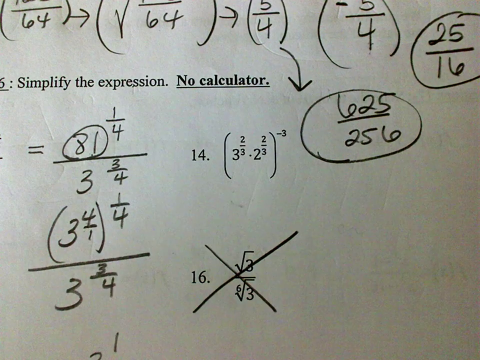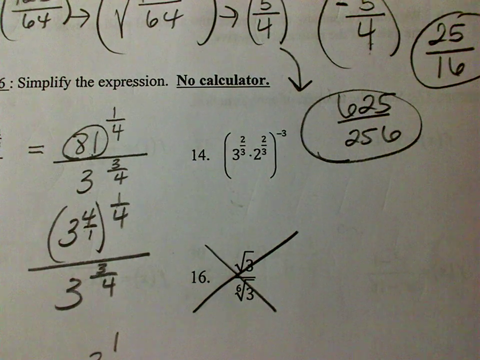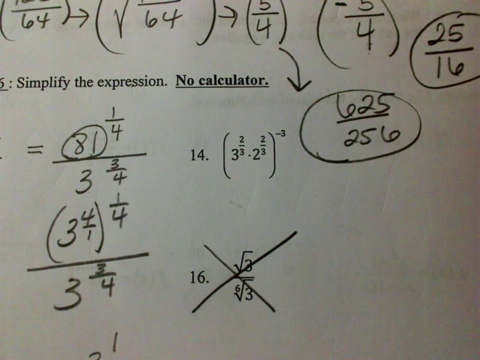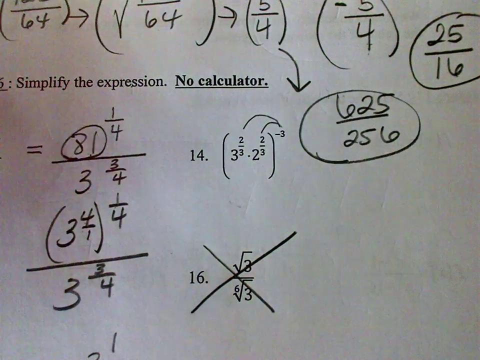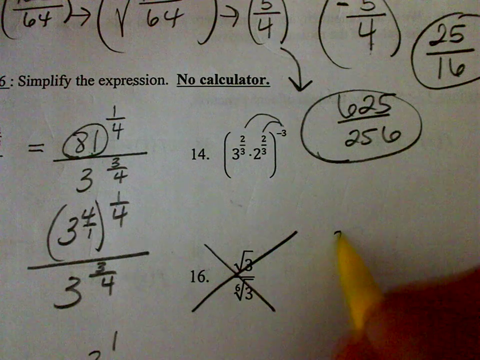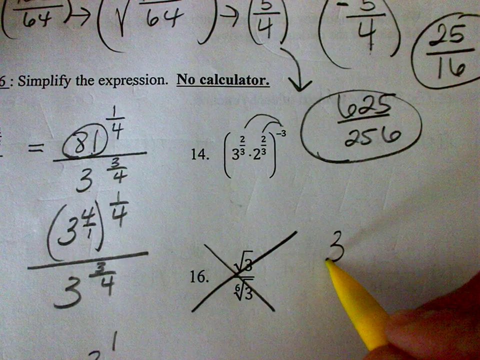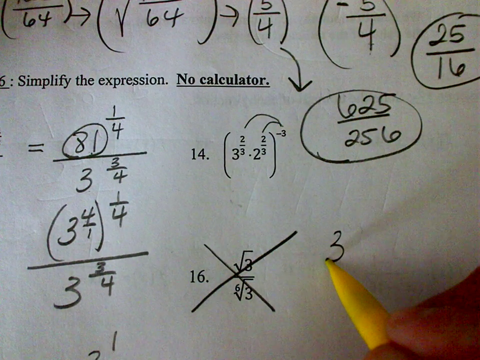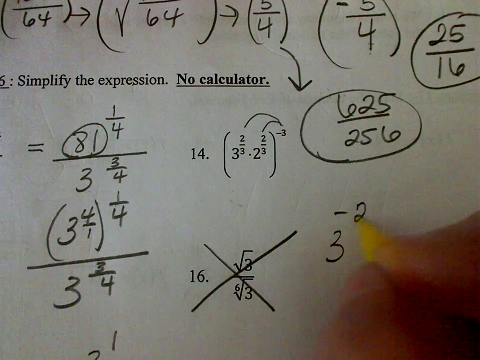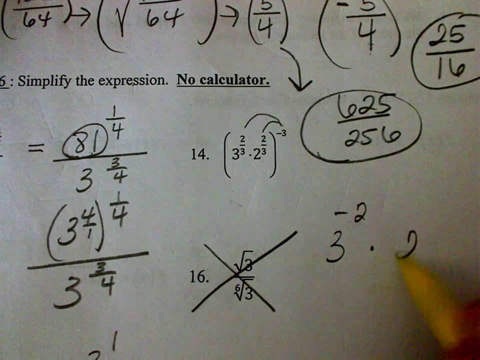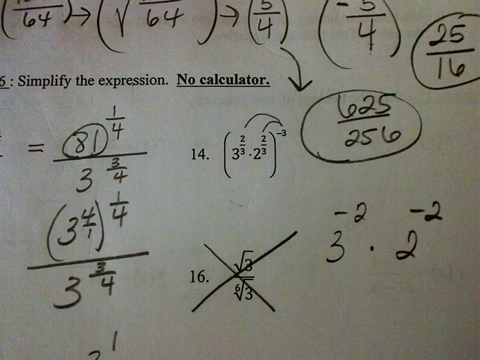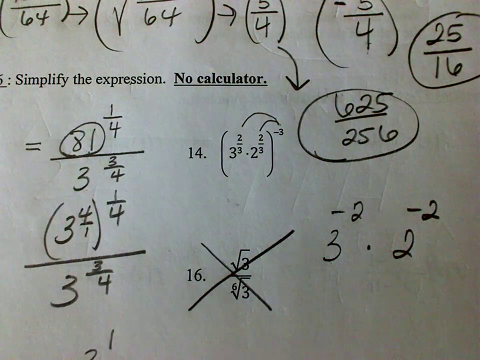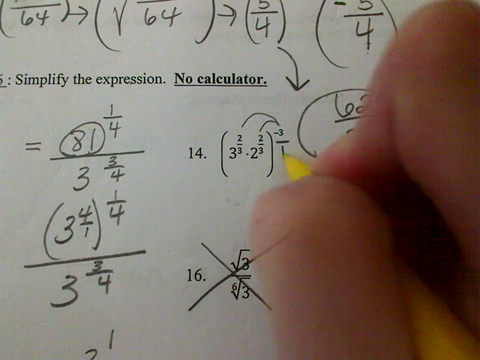Okay, 14. So I'm going to get rid of my parentheses first. So I'm going to multiply the exponent. So I'm going to get 3 to the -6/3, which is -2. And then I'm going to take 2/3, same thing, -2. So I went ahead and just multiplied the exponents. This is like saying 3/1.